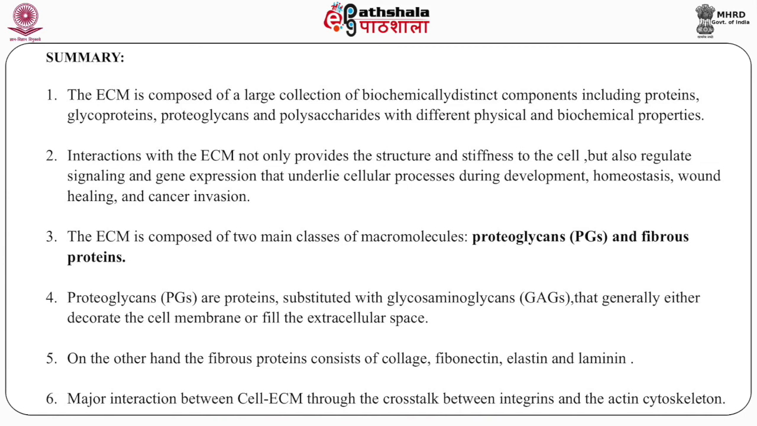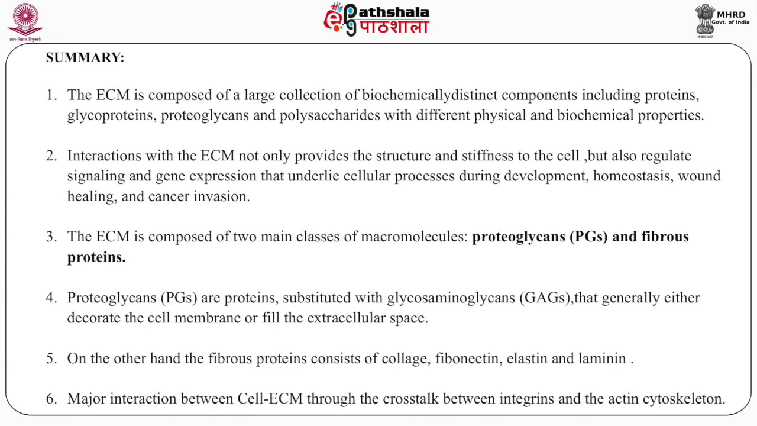Now, as we discussed, the ECM is composed of two main classes of macromolecules, proteoglycans and the fibrous proteins. Proteoglycans are proteins substituted with glycosaminoglycans or GAGs that generally either decorate the cell membrane or fill the extracellular space. On the other hand, the fibrous proteins consist of collagen, fibronectin, elastin and laminin.